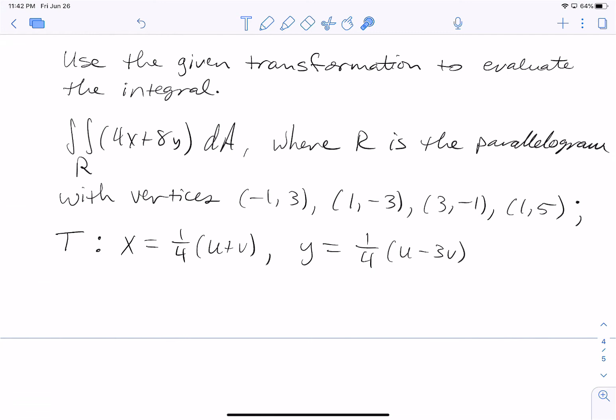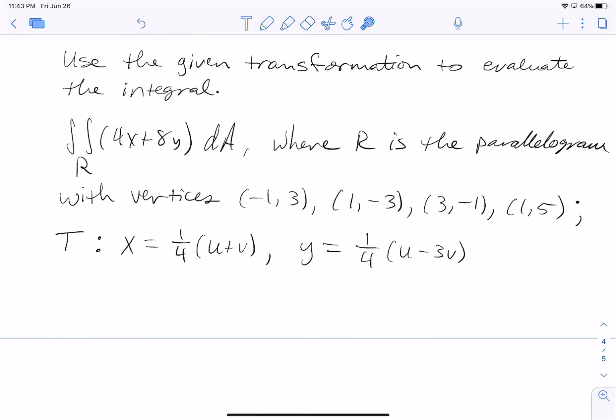Let's see how transformations work with integration. We're given a transformation T: x equals 1/4 times the quantity of u plus v, y is equal to 1/4 times the quantity of u minus 3v. The integral is the double integral over R of the quantity 4x plus 8y dA, and R is the parallelogram with vertices (-1, 3), (1, -3), (3, -1), and (1, 5).